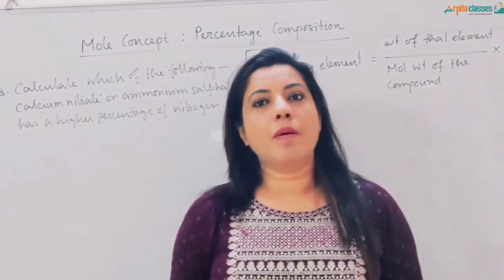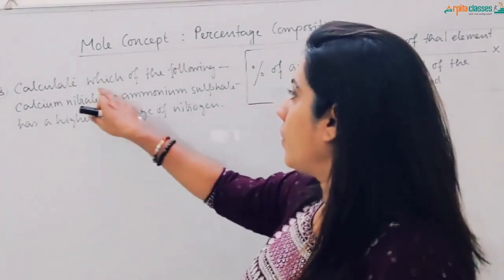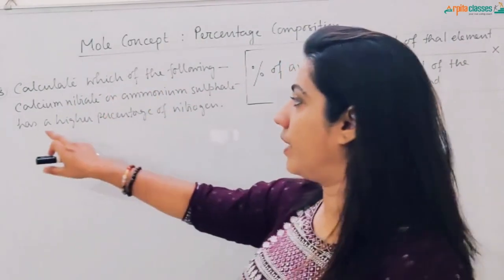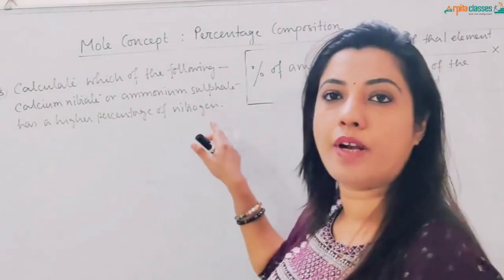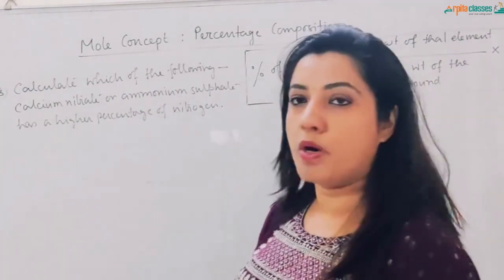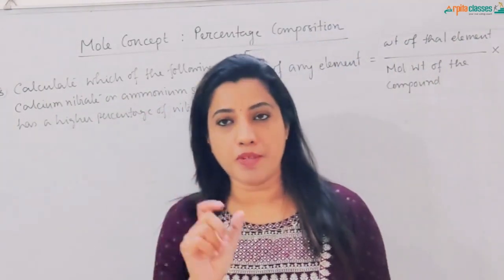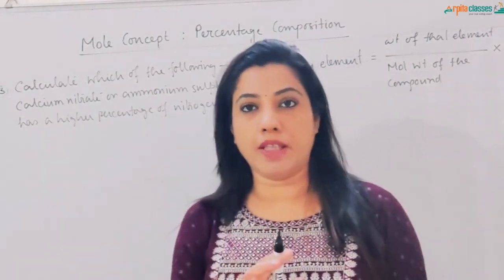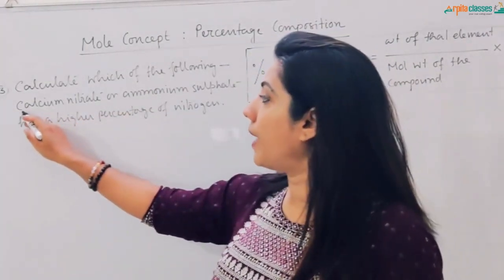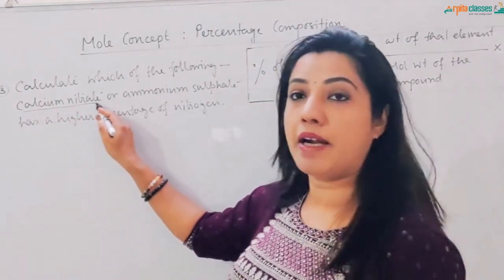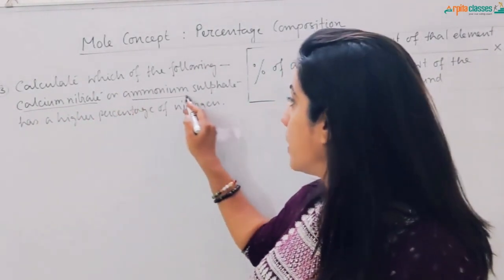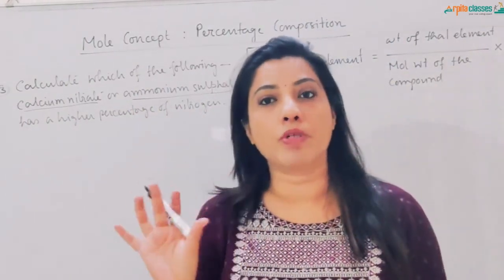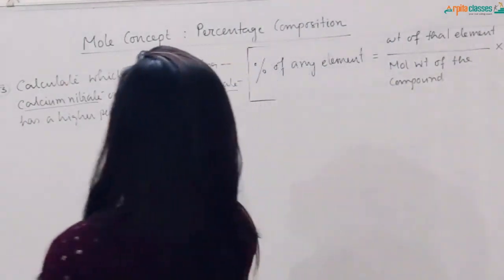Let us proceed to the question number 3, which says that calculate which of the following, calcium nitrate or ammonium sulfate, has a higher percentage of nitrogen. So you have two compounds here, calcium nitrate and ammonium sulfate. You have to find out which contains higher percentage of nitrogen. That means you have to find out the nitrogen percentage in calcium nitrate, also nitrogen percentage in ammonium sulfate, and you have to see which contains more percentage of nitrogen. So let us do.